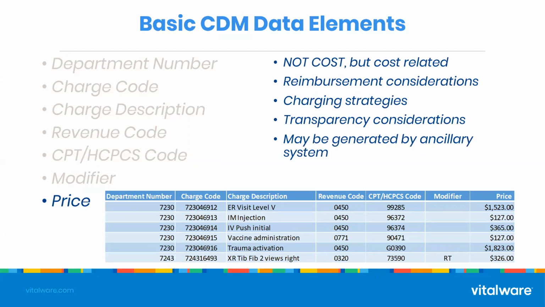The next element that we have here is price. And so I think I hear often people get confused with price and cost. So this is not the cost to the hospital, but this is the price that the hospital is charging the patient. But when prices are set, they are very much directly related to the cost of providing the service. So oftentimes, hospitals will determine what their cost is and then take their cost times 3, and that may be what they use as their price.